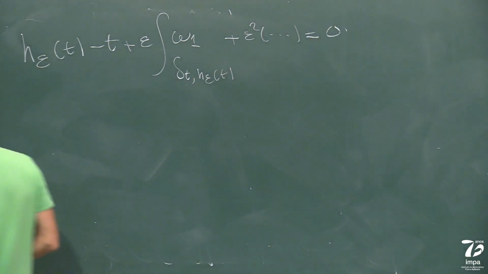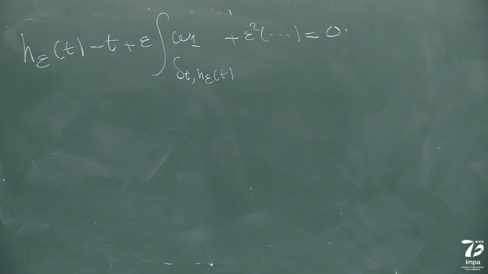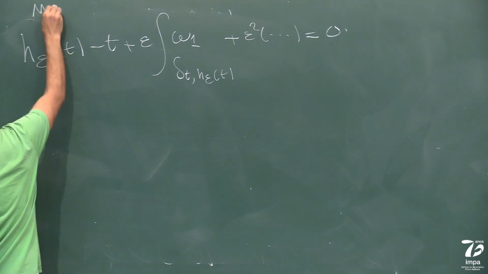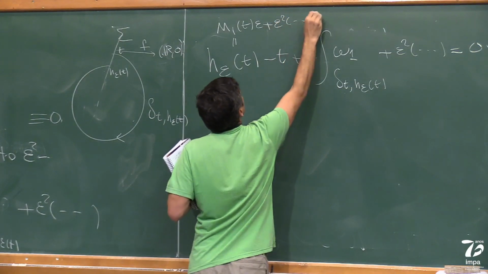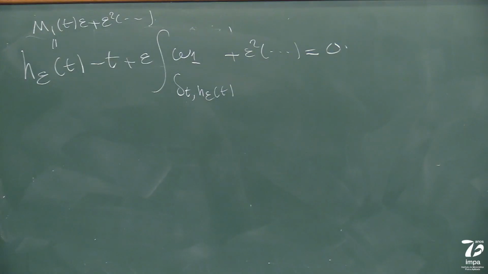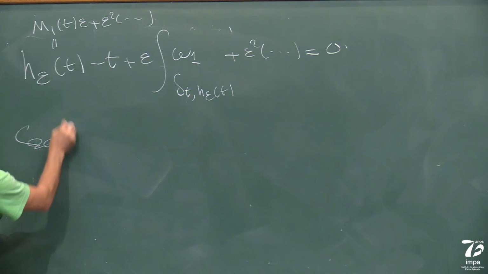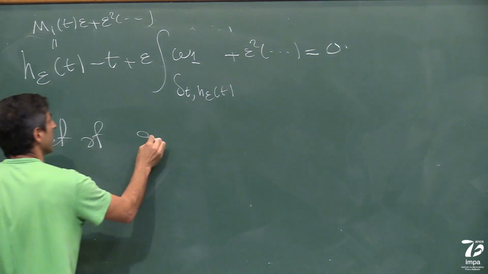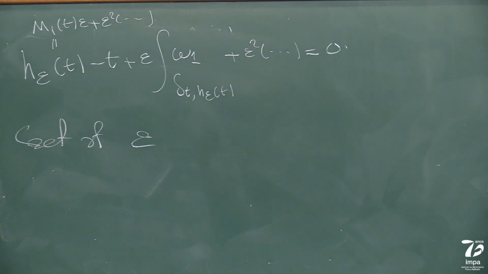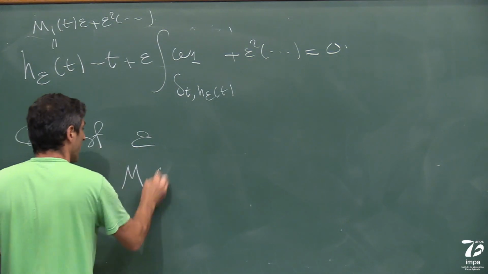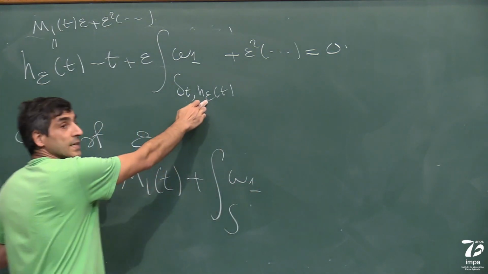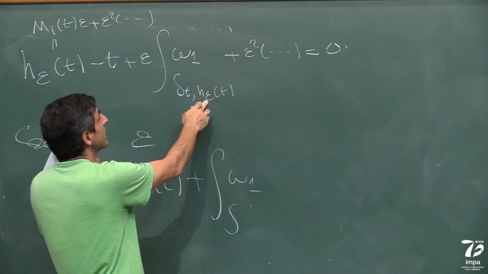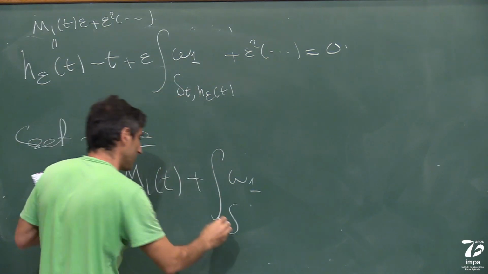So we are already done, no? Remember that this one was m1 t epsilon plus epsilon squared, and so on. And then the coefficient of epsilon will give the formula m1 t plus. And when you put epsilon equal to 0 here, then you will get the cycle delta t.